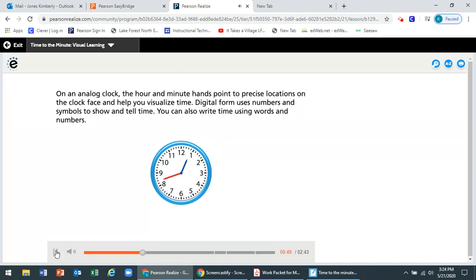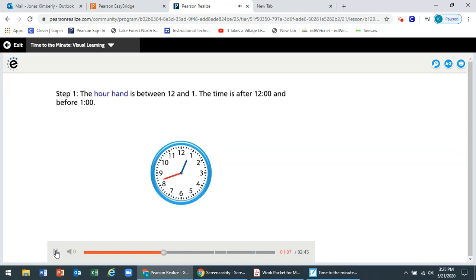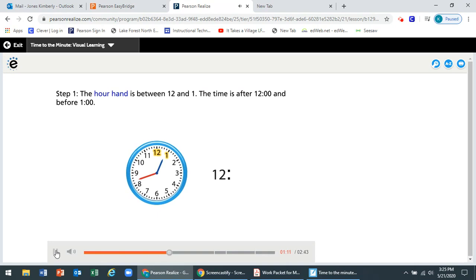On an analog clock, the hour and minute hands point to precise locations on the clock face and help you visualize time. Digital form uses numbers and symbols to show and tell time. You can also write time using words and numbers. Step 1. The hour hand is between 12 and 1. The time is after 12 o'clock and before 1 o'clock.